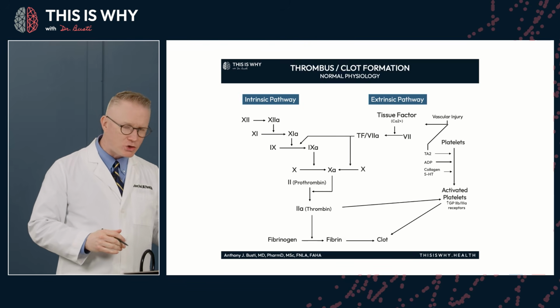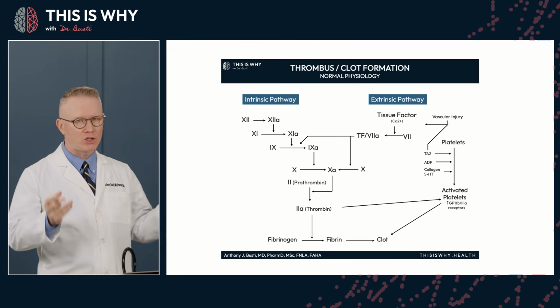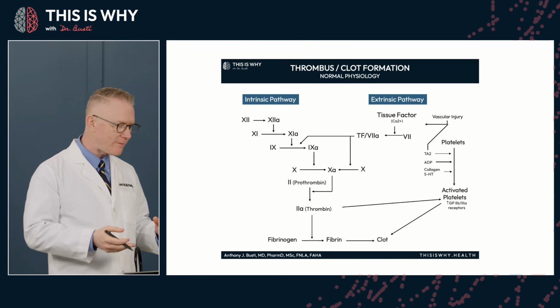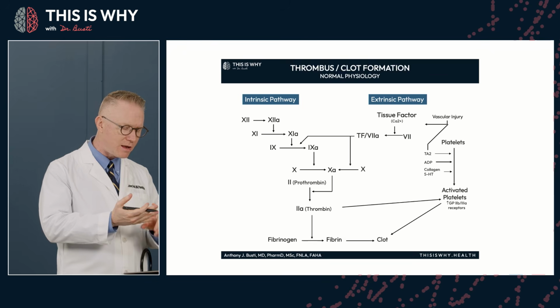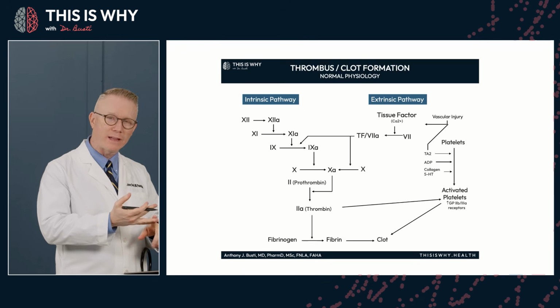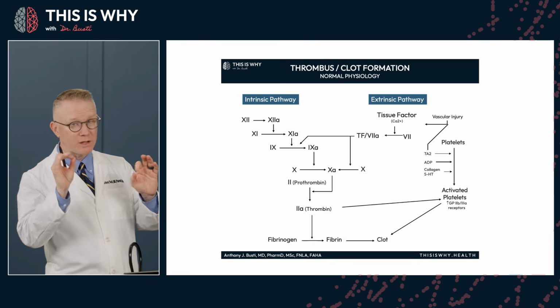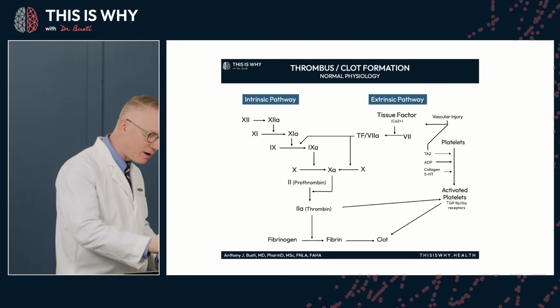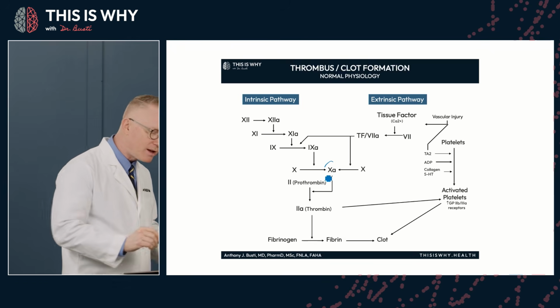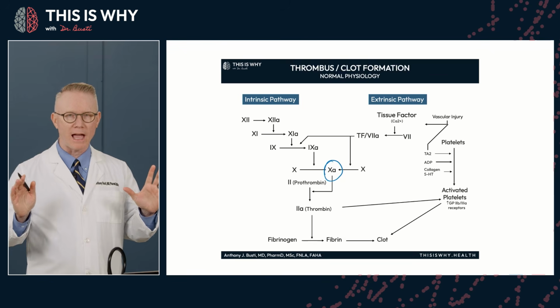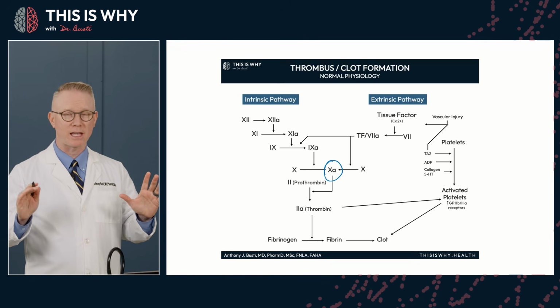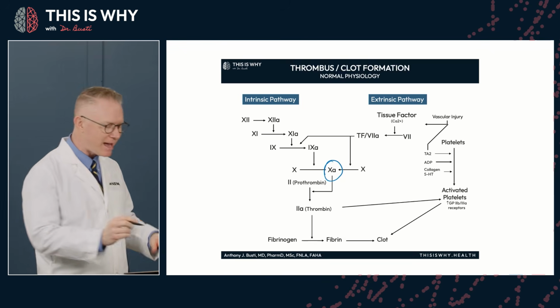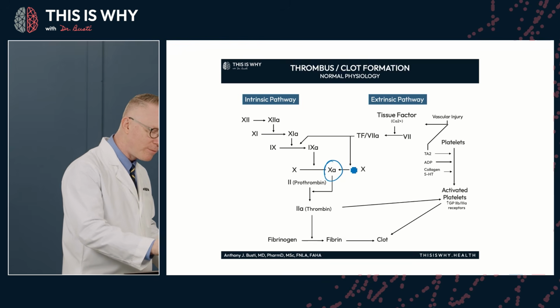The intrinsic pathway, kind of the internal process, has factors 12, 11, 9, all of those eventually getting to 10A. You'll see that 10A, if you don't remember some of the aspects of the coagulation cascade, is where the intrinsic and the extrinsic pathways merge.